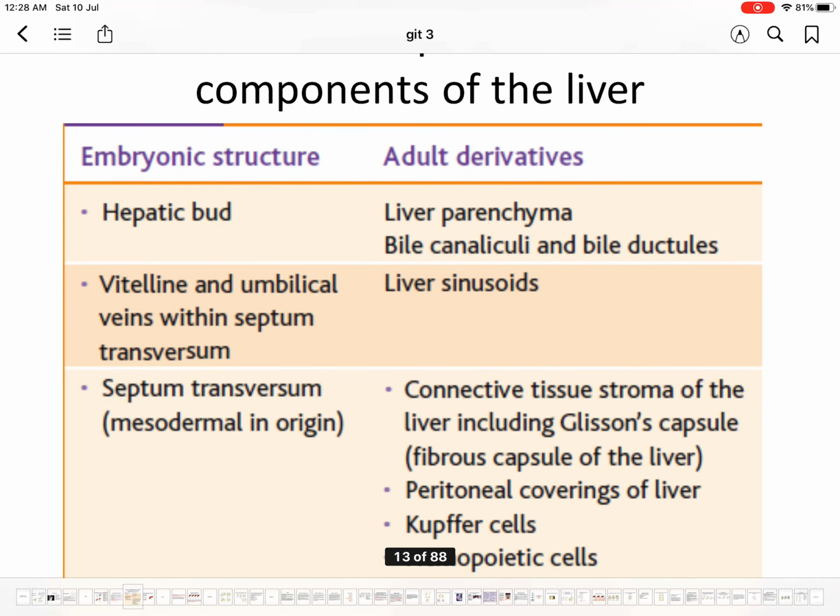So if we see the development of liver, the parenchyma, bile canaliculi and bile ductules all develop from the hepatic bud, which is arising from the endoderm of the foregut. And liver sinusoids develop from the vitelline veins and the umbilical veins within the septum transversum. And all the connective tissues, stroma, capsule, hematopoietic cells, Kupffer cells, the peritoneal covering or the ligaments of liver, they all develop from the septum transversum. So they are mesodermal in origin.